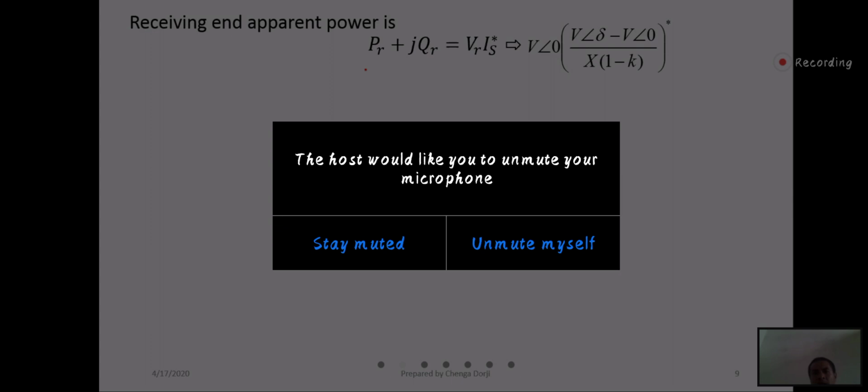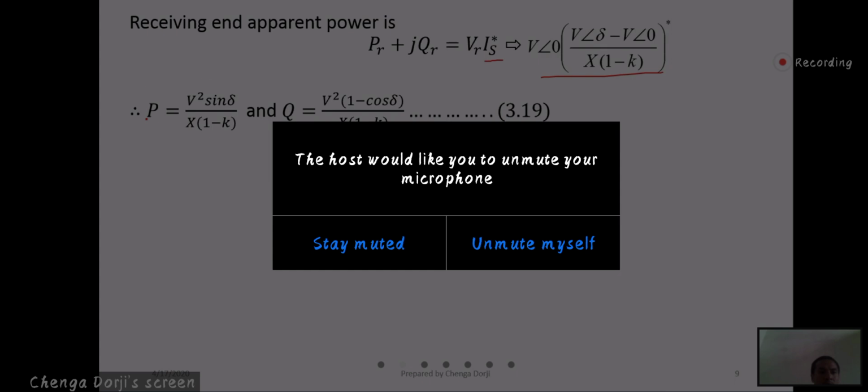Receiving end power, PR is equal to P plus jQR. In the series circuit, IS remains the same. So this is this, and again you'll get the same thing. So P, you'll get this, and Q, you are getting this.